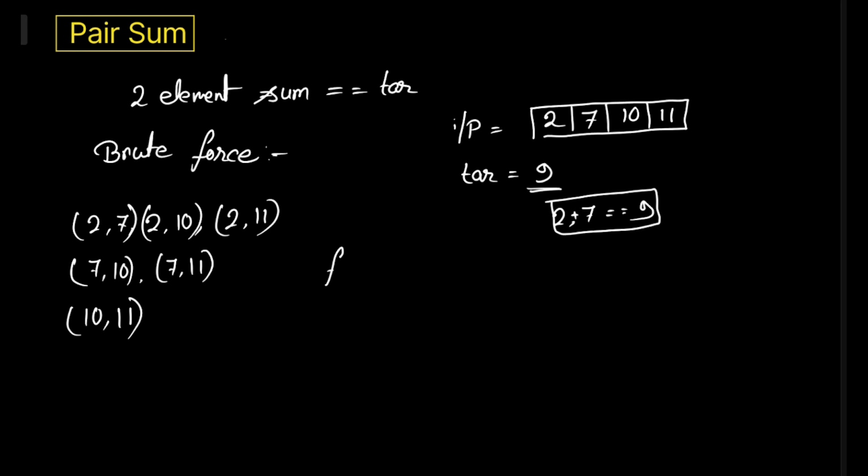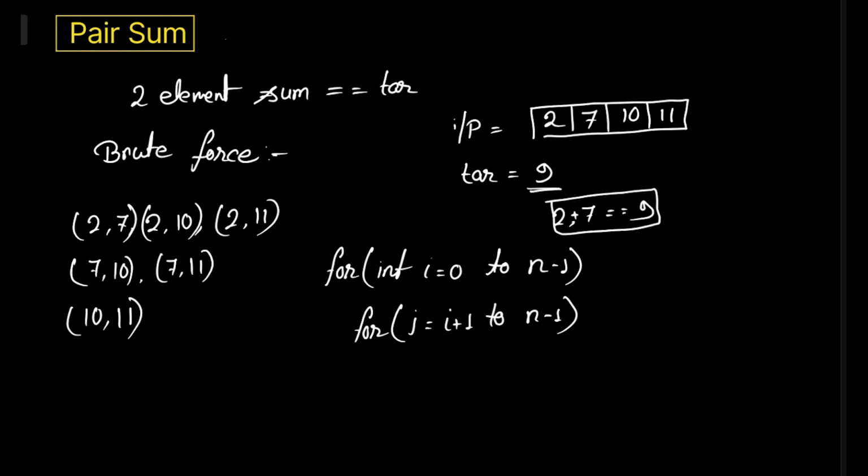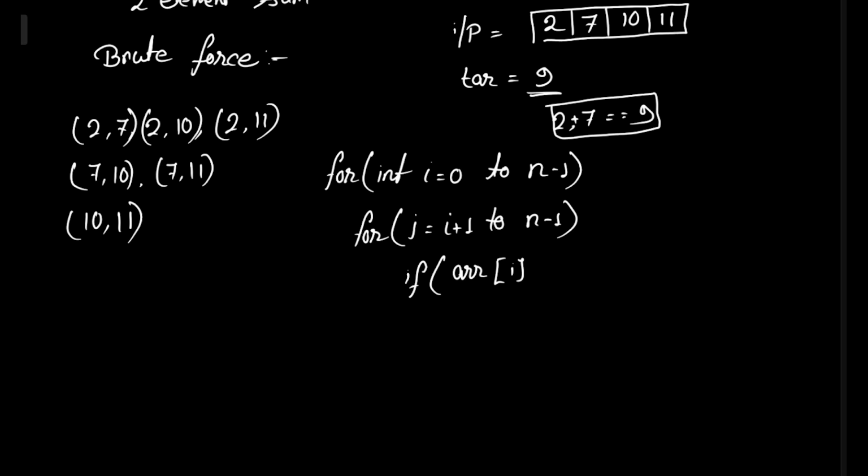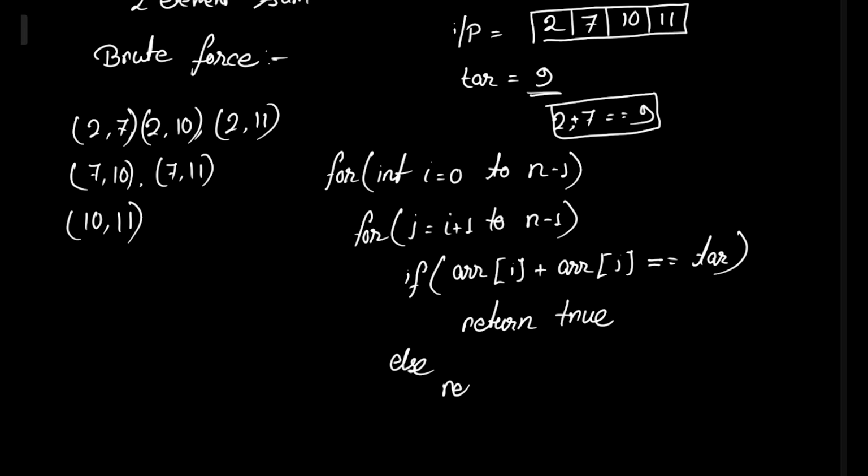So how will it be implemented? For that we will take a for loop, int i is equal to 0 to n minus 1, and then an inner for loop, j is equal to i plus 1 up to n minus 1, and it will check if array of i plus array of j is equal to target, then return true, else return false. This is the basic brute force approach.